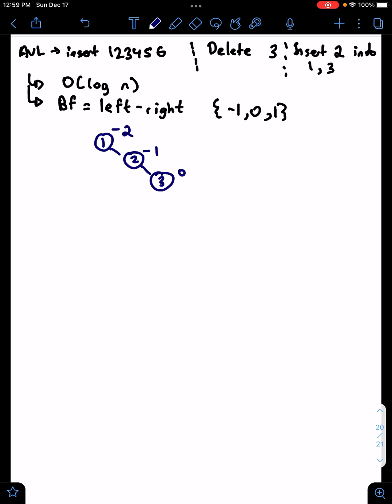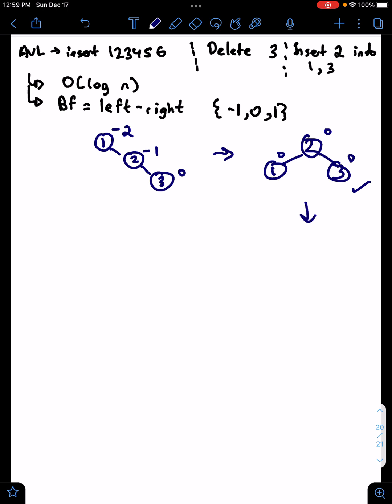So now we see it's right heavy, right? So we rotate it once to the left. Now we have 1, 2, and 3. Now the balance factor of this is 0, and this is 0. So this is good. Let's continue inserting.